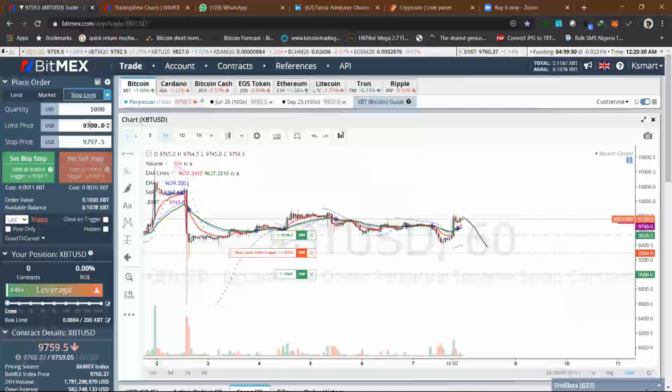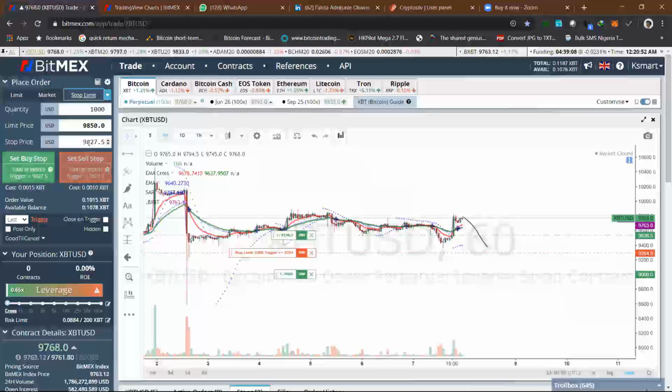9,735. Oh, sorry, I just entered the wrong one. It's going to execute immediately, so be very, very careful. You have to look at this when you're entering your market. Make sure you're entering the correct value when you're placing your trade, so you won't enter a trade that goes against you immediately.